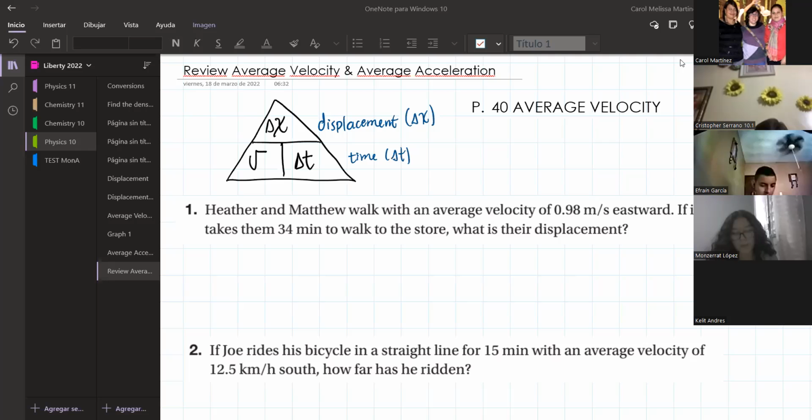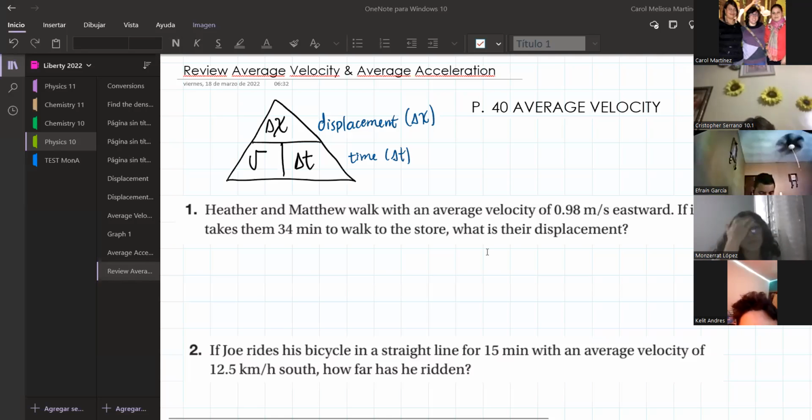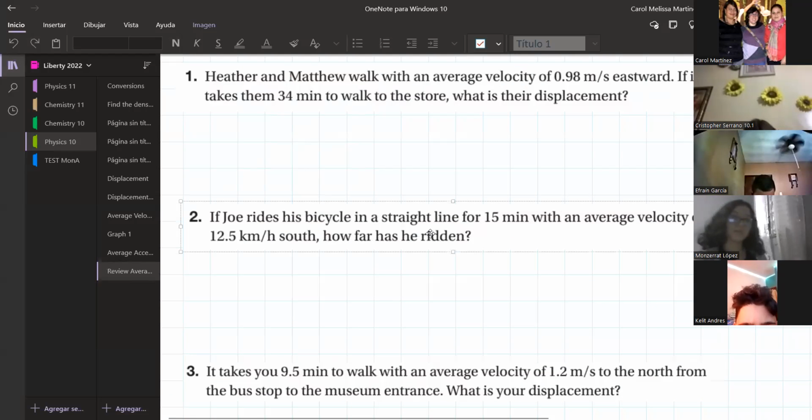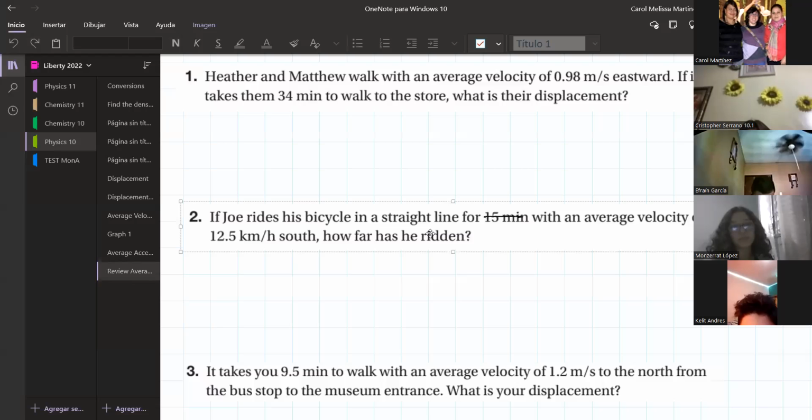Okay, so in the first, well, I'm not going to do the first one actually. I'm not going to do any of them. But I'm going to focus on number 2, and I'm going to change the givens because I want you to do all your homework.